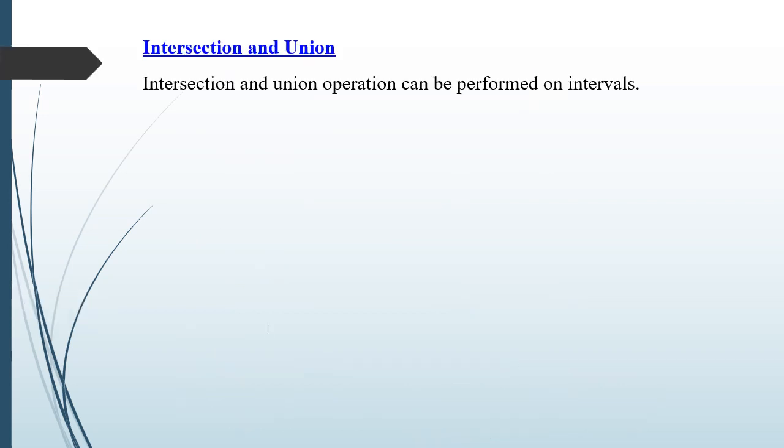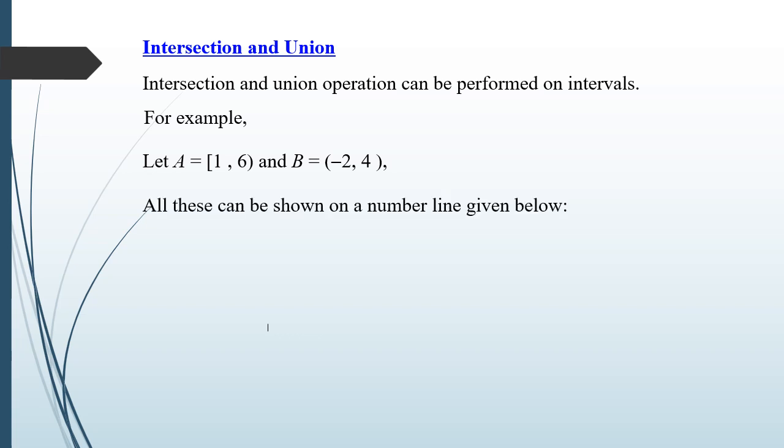Intersection and union. Intersection and union operations can be performed on intervals. For example, we have these two sets: set A from 1 to 6, where 1 must be included, and B from negative 2 to 4, both excluded. How to find them? We can represent both sets on the number line. It's from 1 to 6, solid dot at 1, empty dot at 6, and then empty dots at negative 2 and 4. So we have two sets A and B.